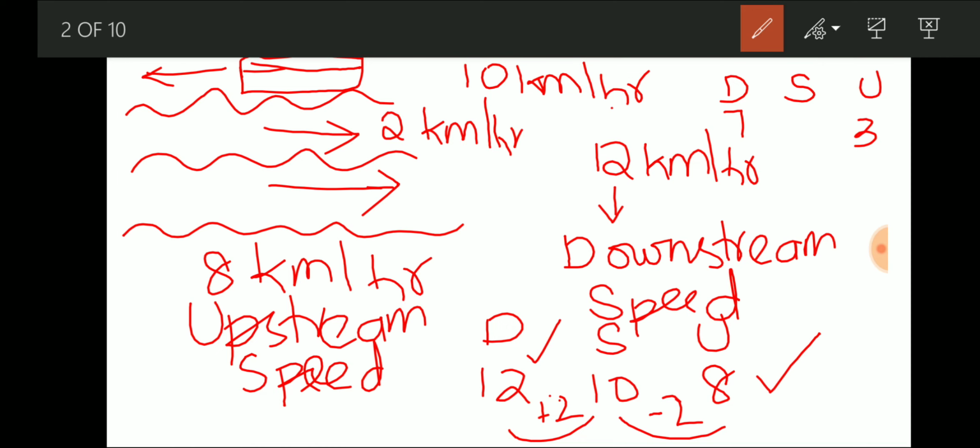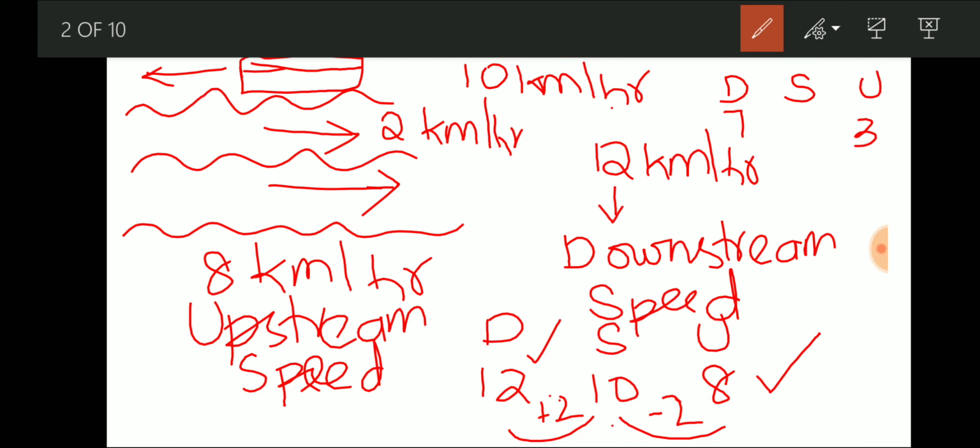We know in the earlier example downstream is 12, upstream is 8 and still water is 10. 12 minus 2 gives you 10 and 10 minus 2 gives you 8. And very easily we could say, adding downstream and upstream, 12 plus 8 is 20. 20 divided by 2 is 10. The average value has always been the still water.